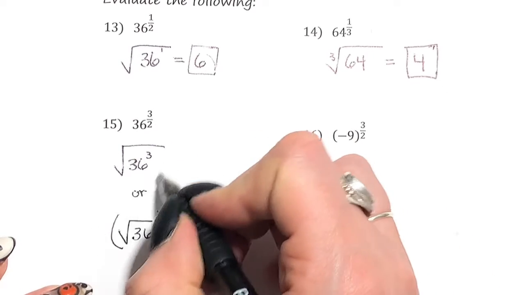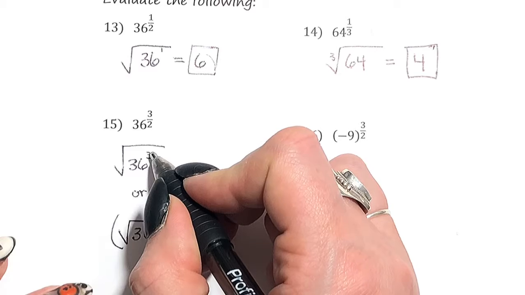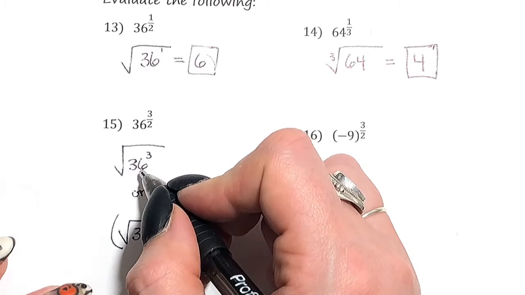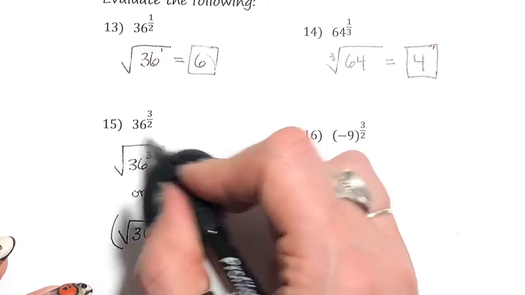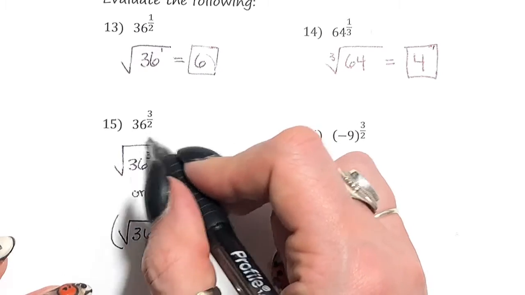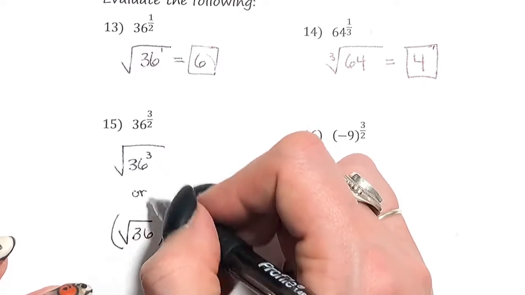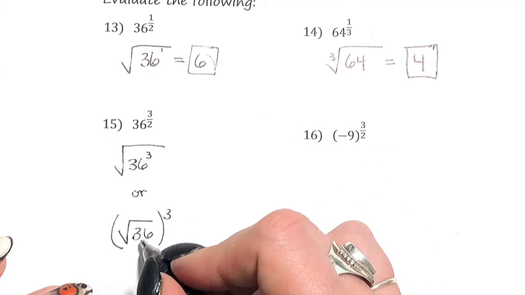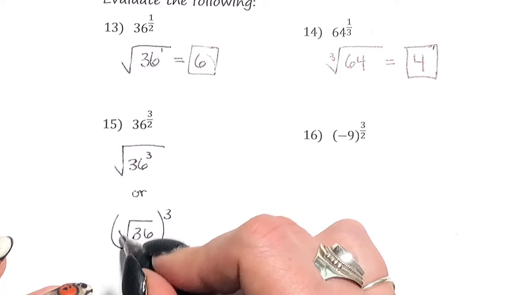So this is kind of how I was saying one way might be easier than the other to evaluate. If I look at this format first, 36 cubed is going to be a huge number. I can't do that in my head, so I would have to get a calculator out, and then I would have to take the square root of that big number. So you could still do it, but it's not going to be the easiest method. But if I look at this method, I know what the square root of 36 is.